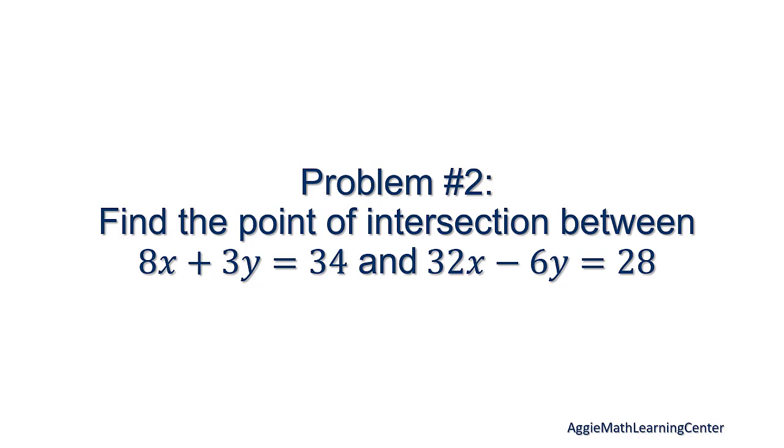For this example, we'll solve the system of equations using a method called elimination. In this method, we want to add or subtract the equations together to eliminate one of the variables, which leaves us with an equation that has only one variable to solve for.